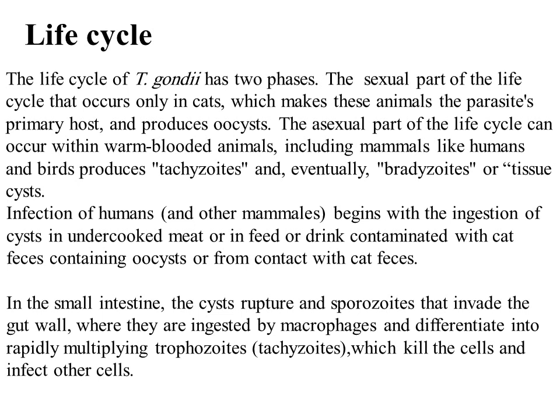Infection in humans and other mammals begins by more than one route: either from ingestion of cysts in undercooked meat of infected mammals, or from food or drink contaminated with feces of an infected cat containing oocysts, or from contact with cat feces containing oocysts. In the small intestine, the cyst ruptures and sporozoites invade the gut wall, where they are ingested by macrophages and differentiate into rapidly multiplying trophozoites, tachyzoites, that kill the cell and infect other cells.